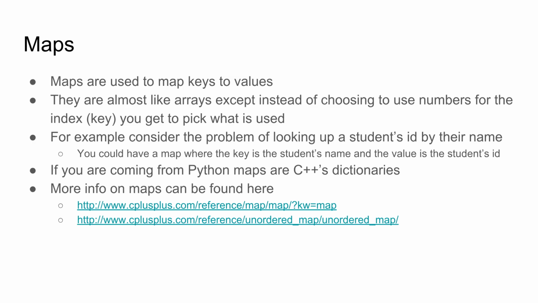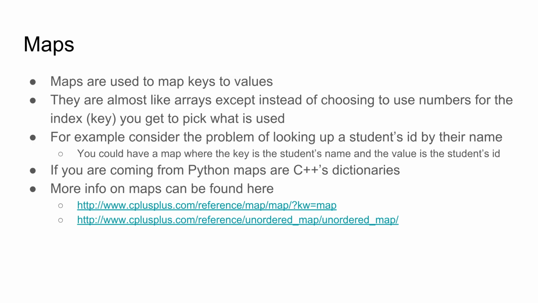One problem where this might be really useful is you want to look up a student by their ID to be able to find their name, or even vice versa, finding their ID by their name. We could have a map of strings to the student IDs, which makes it really easy to look up. There are two types of maps. There's a map and an unordered map.